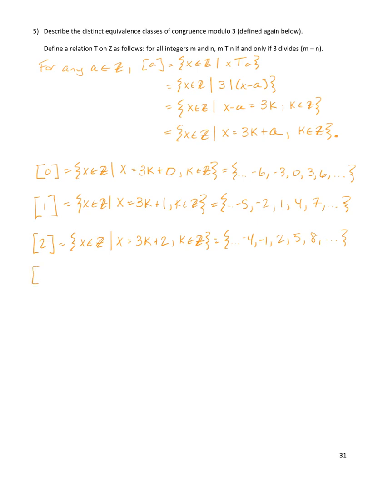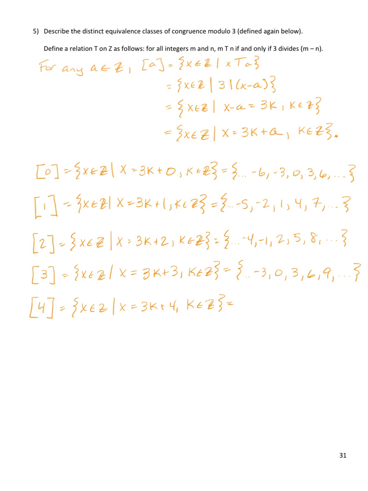And then let's do the equivalence class of 3. Set of all x in Z such that x equals 3k plus 3 for some k in Z. So multiples of 3 plus 3 would be -3, 0, 3, 6, 9, etc. And those are just the multiples of 3 again. And if I wanted to do the equivalence class of 4, the set of all x in Z such that x equals 3k plus 4, that would be -2, 1, 4, 7, 10, which is the same as the multiples of 3 plus 1, right? These are the same set.